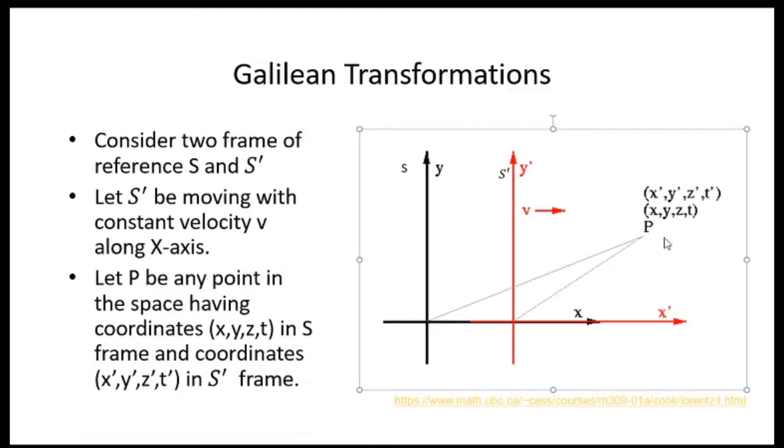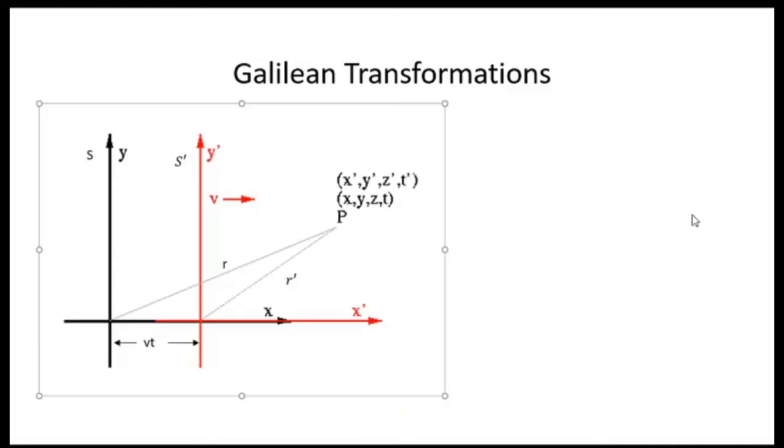Now suppose that there is a point P in the space, and if you want to describe this point P with reference to the frame of reference S, then its position coordinates will be x, y, z, and the time coordinate will be t. Now what will be the position and time coordinates in frame of reference S dash? They will be x dash, y dash, z dash, the position coordinates, and t dash, the time coordinate. Now these two sets of coordinates are different. Now see what happens.